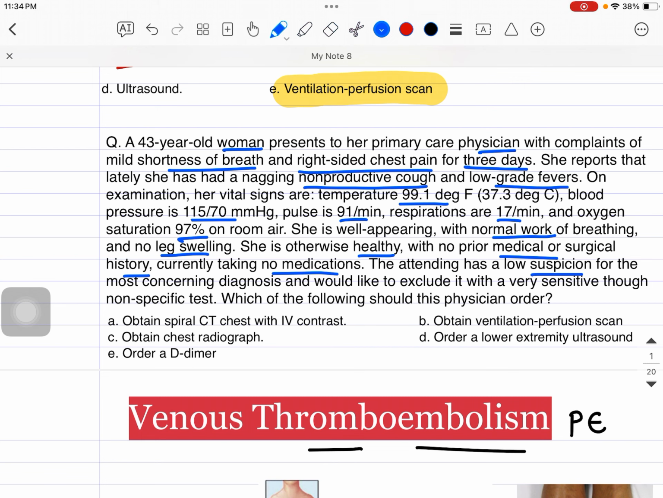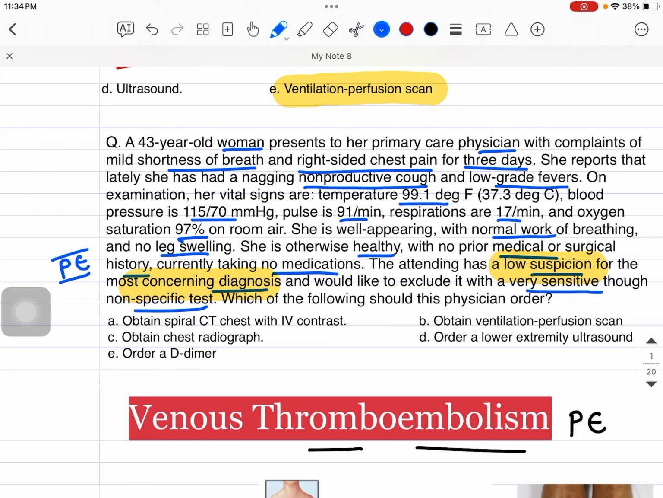Attending has a low suspicion for the most concerning diagnosis. Concerning means pulmonary embolism diagnosis, but having the lower suspicion. For the lower suspicion, what I told you, for the higher suspicion, I told you CT pulmonary angiography. If patient is not compatible with the CT pulmonary angiography, you shall go for the ventilation perfusion scan, for example in the renal failure patient or the pregnant patient. Here they are talking about low suspicion for the most concerning diagnosis, right, and would exclude it with a very sensitive though non-specific test. Very specific is the CTPA.